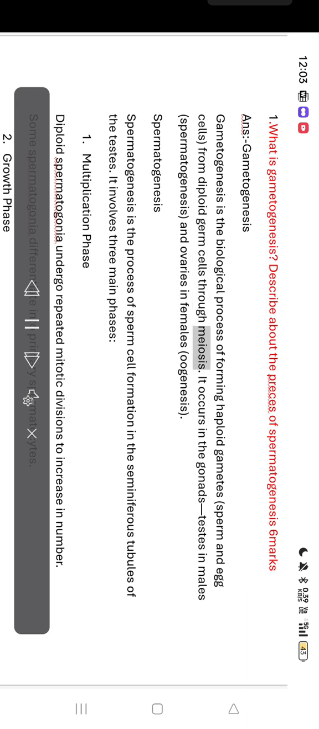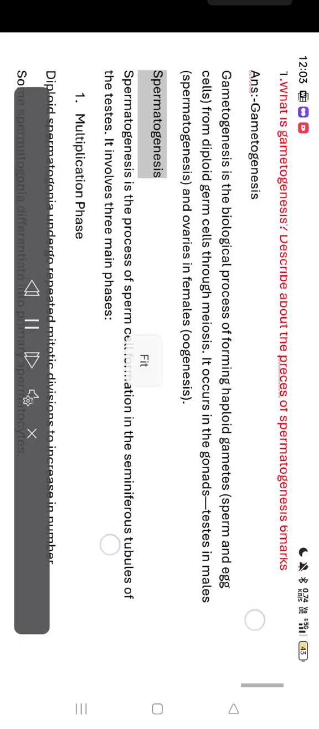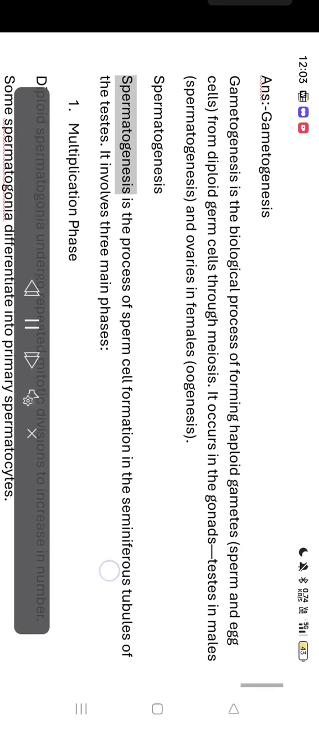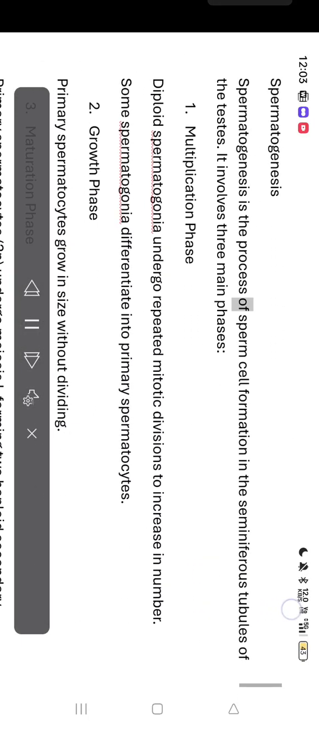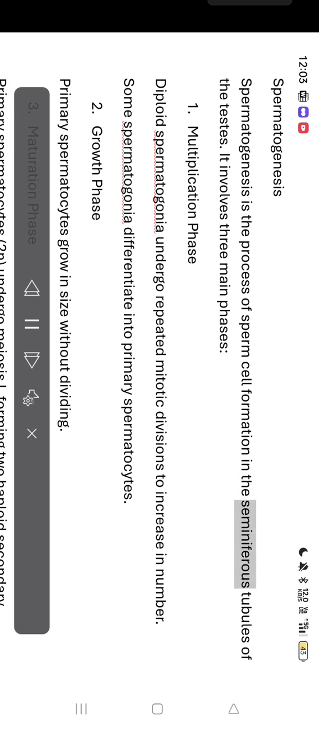cells through meiosis. It occurs in the gonads: testes in males, spermatogenesis, and ovaries in females, oogenesis. Spermatogenesis. Spermatogenesis is the process of sperm cell formation in the seminiferous tubules of the testes. It involves 3 main phases.